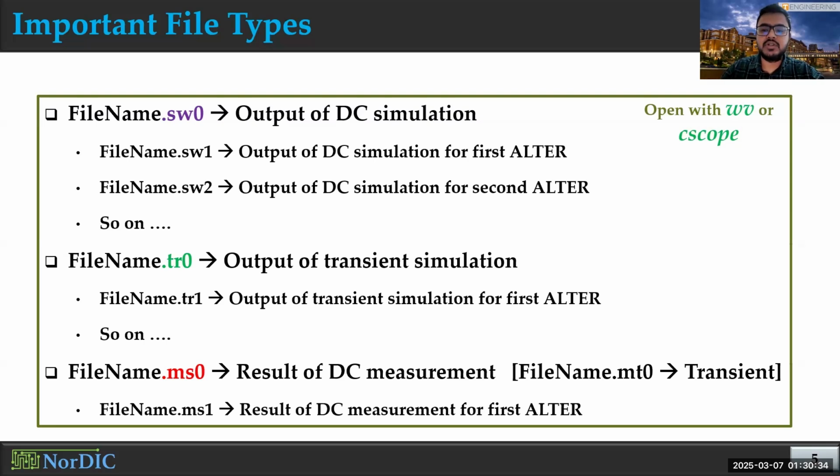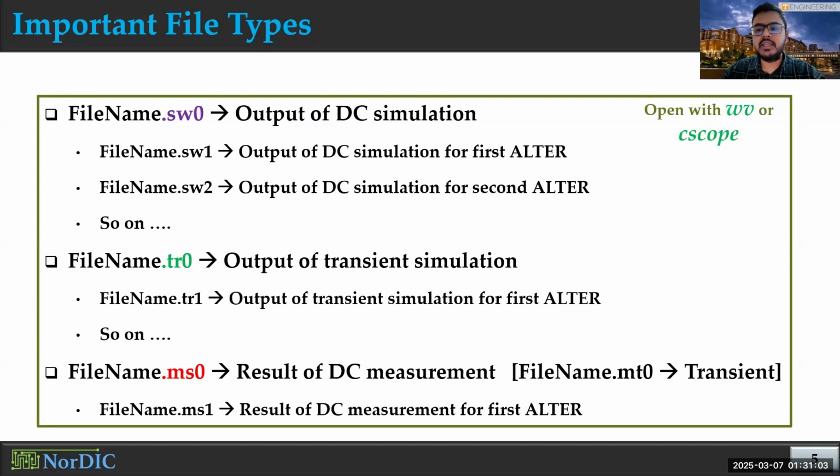So if you have multiple .alter commands in your .sp file, HSPICE will generate more than one output file, and the extensions of those files will be .sw1, .sw2 and so on for DC simulation. Similarly, if you run a transient simulation, the extensions of the output files will be .tr0, .tr1, .tr2, and so on, depending on how many .alter commands you use in the .sp file.